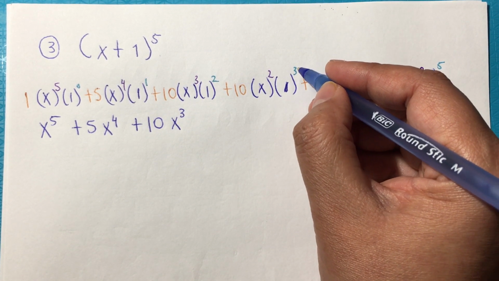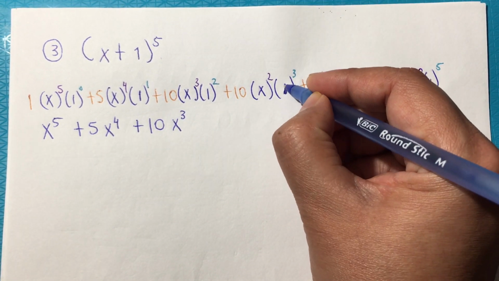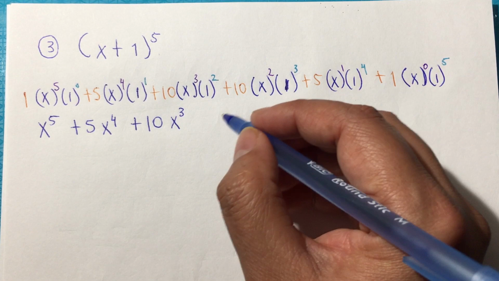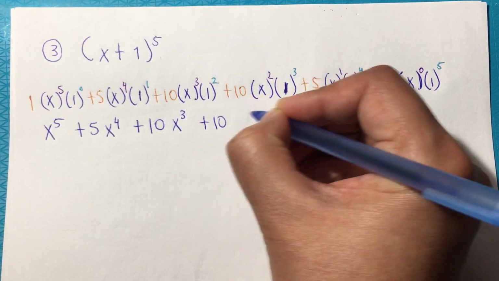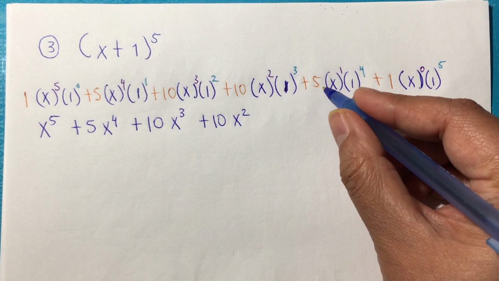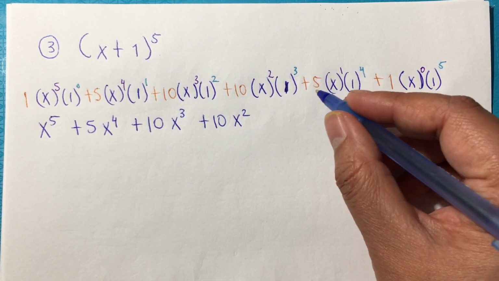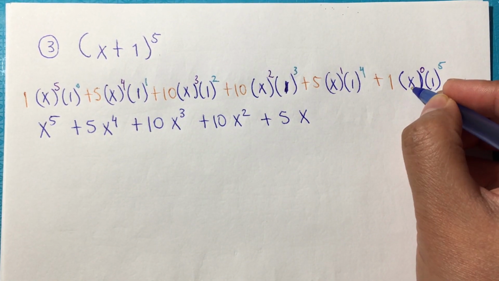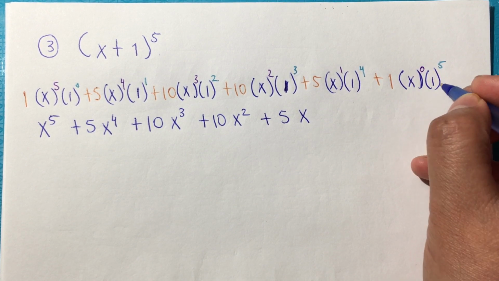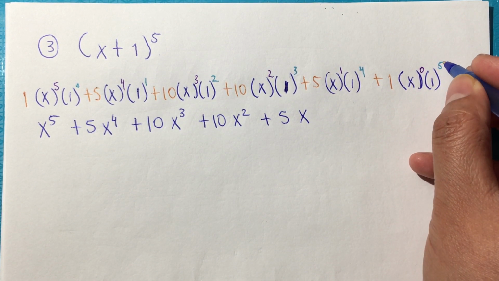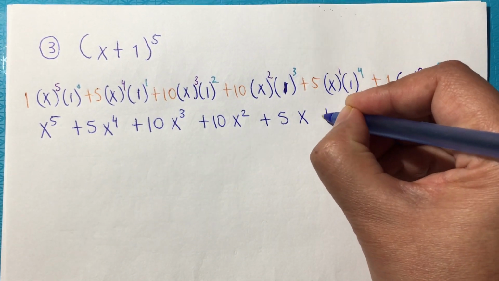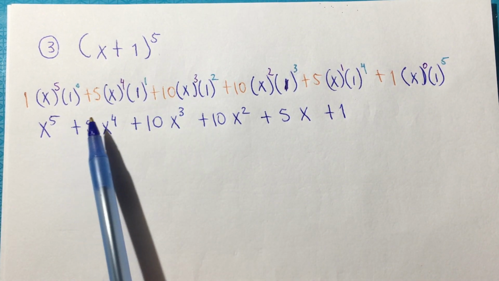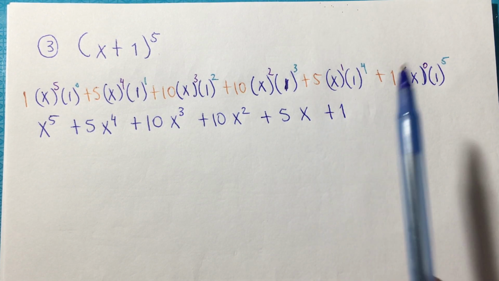And here, 1 to the third power, so 1 to any power will always be 1, except for 0 or the negatives. But for any positive exponent, it will be 1. And so 1 times 10 is 10, x squared. In here, 1 to the 4th power is 1, times 5 is 5, x to the 1st power. And this is x to the 0 is 1, 1 times 1 is 1. And this is, again, 1 to any power that is positive is 1, so we just add 1 in here. Notice how in here for x we have 5, 4, 3, 2, 1, and then x to the 0.